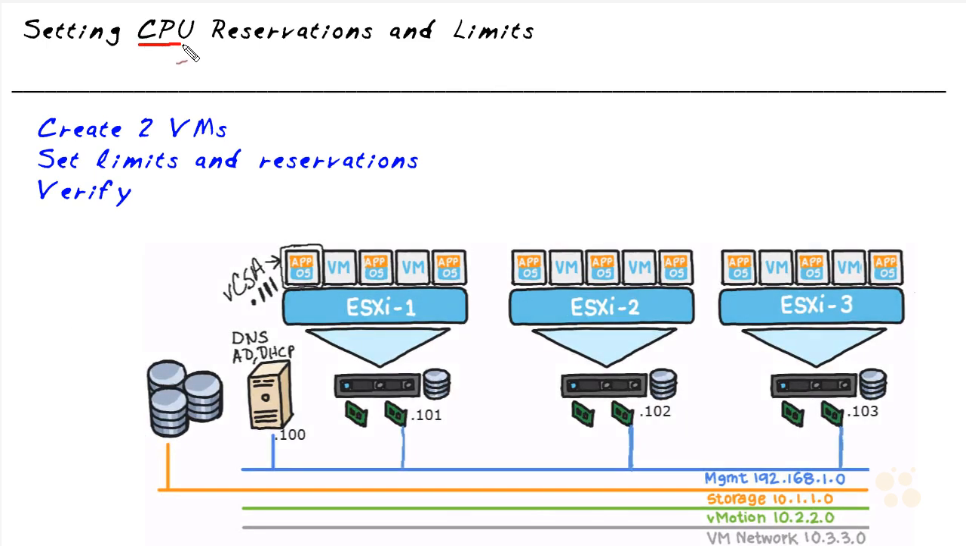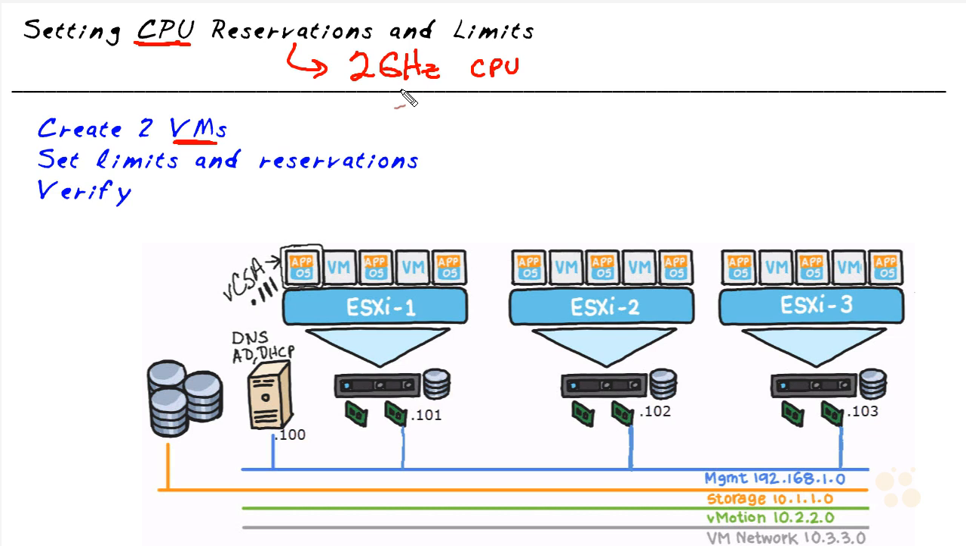Let's set up a CPU reservation at the VM level for a virtual machine. And for that reservation, let's go ahead and guarantee the virtual machine 2 gigahertz of CPU. And we could also spell that as 2,000 megahertz of CPU. It's all the same to vSphere.